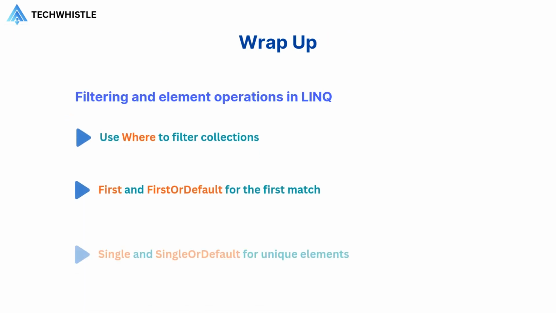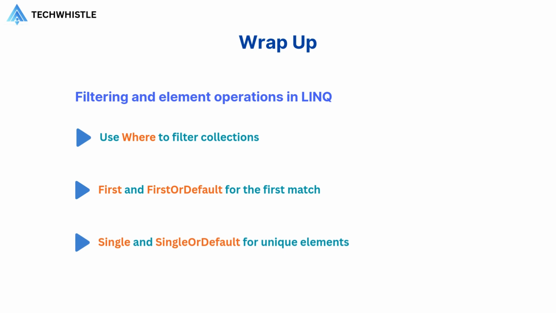Let's recap what we covered today. We learned about filtering and element operations in LINQ. Use Where to filter collections, First and FirstOrDefault to grab the first match, Single and SingleOrDefault when you expect a unique item, and ElementAtOrDefault when you need an item by its index. Remember, whenever you're not sure if the data exists, always go with the OrDefault versions to avoid unexpected crashes. These methods make your code safer, cleaner, and easier to understand.